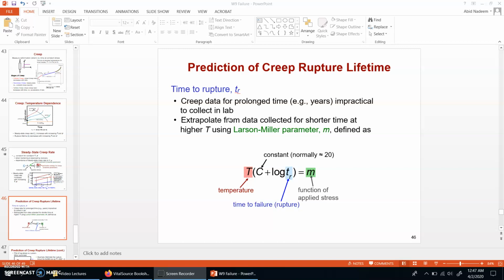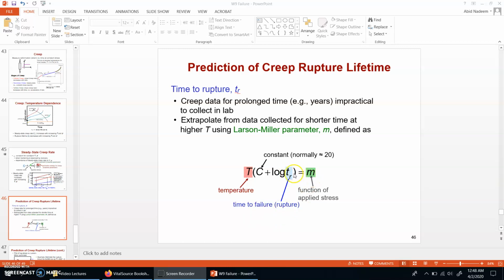So for this, there is an equation which has been proposed by Larsen-Miller, and this equation involves the Larsen-Miller parameter m. So this equation is T, which is the temperature, times C, which is a constant normally taken as 20, plus log of TR, which is the time to rupture. It is equal to m.